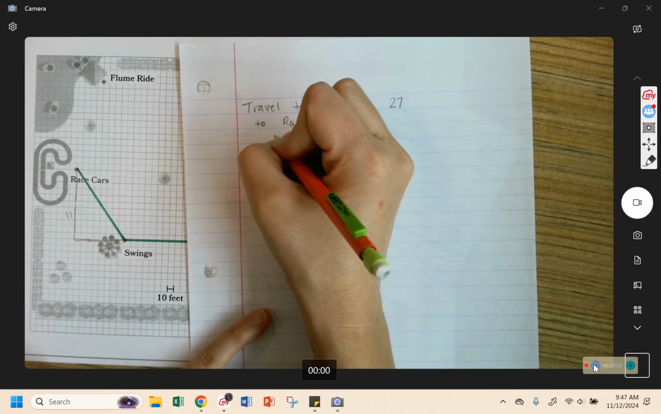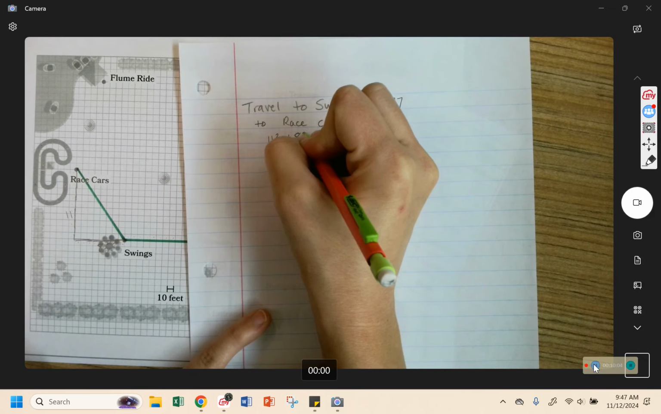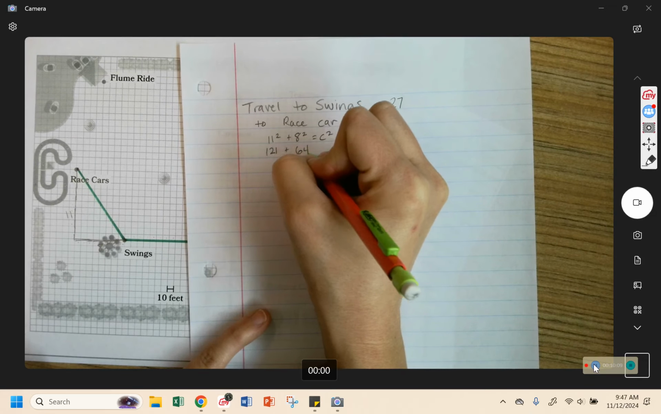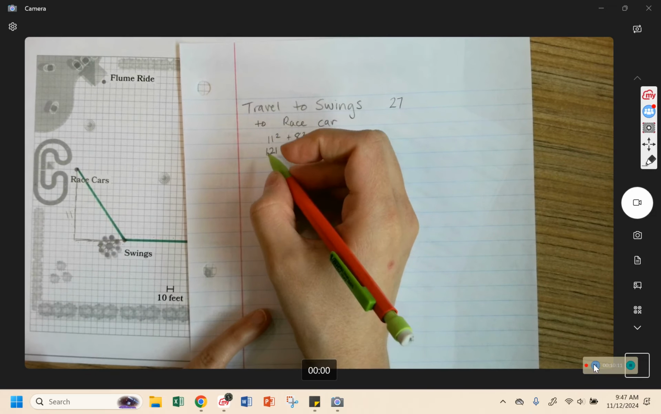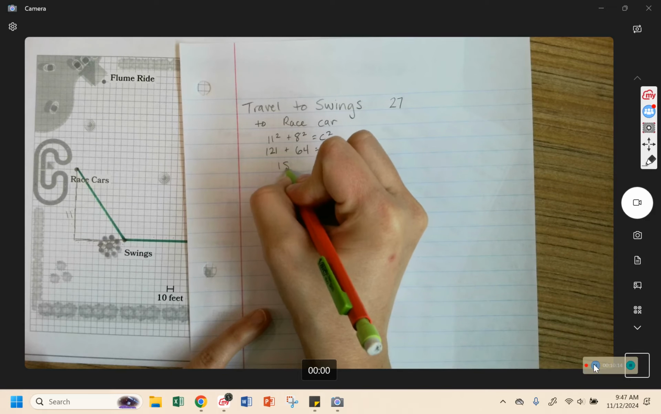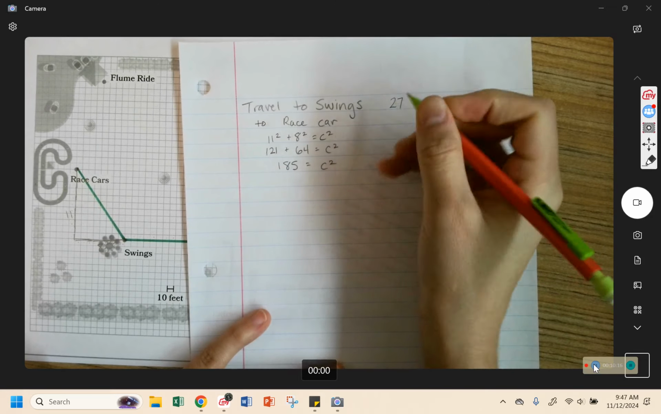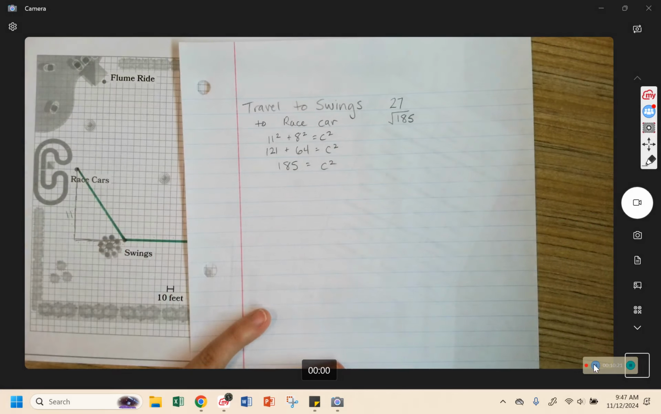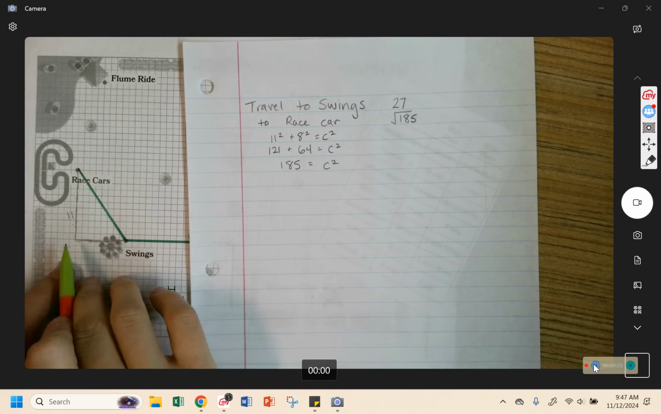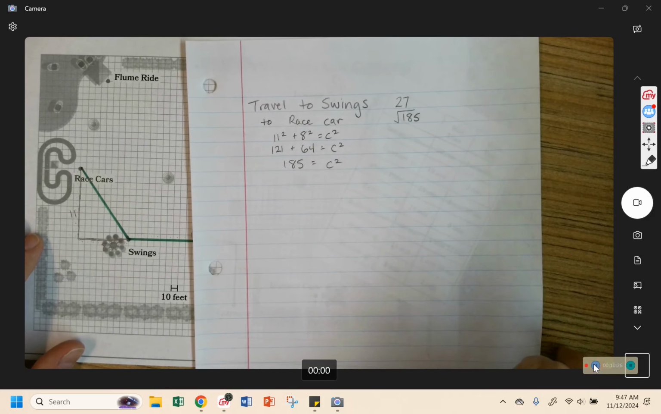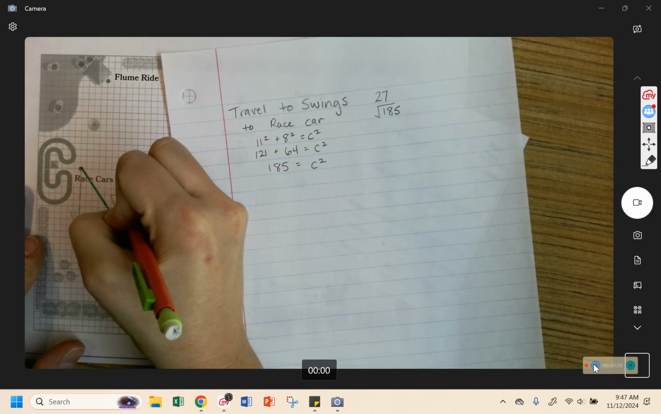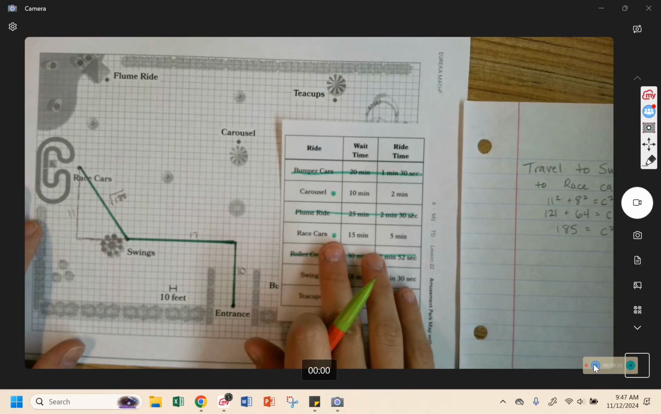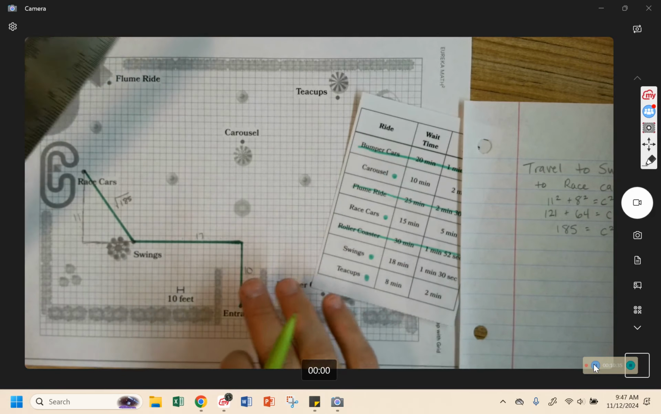We would have 11 squared plus 8 squared equals c squared. 121 plus 64 would be 185. So traveling to the race cars is the square root of 185. Remember, we will multiply by 10 in the end. Okay, then from the race cars, we're going to go to the carousel.